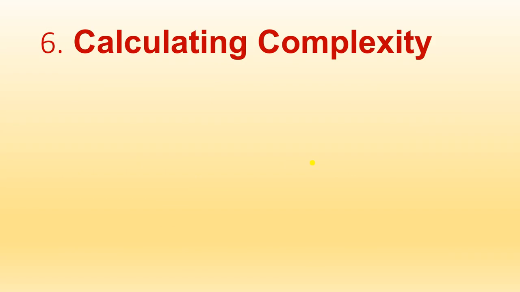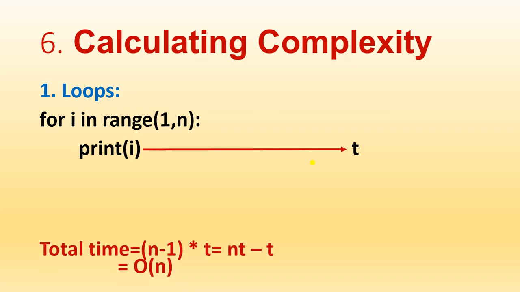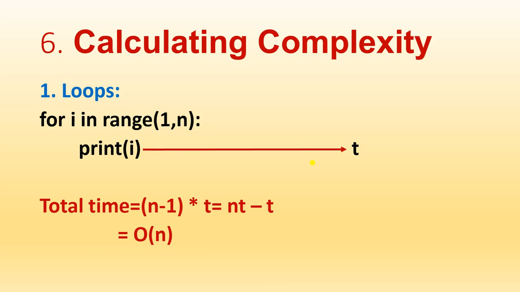Next is calculating complexity. There are five ways of calculating the complexity. The first one is loops. In this, for i in range 1 to n, print i, how will you calculate? This loop will run from 1 to n minus 1, and the time is constant here. So n minus 1 multiplied by t gives you the dominant term nt. So the answer is O(n).